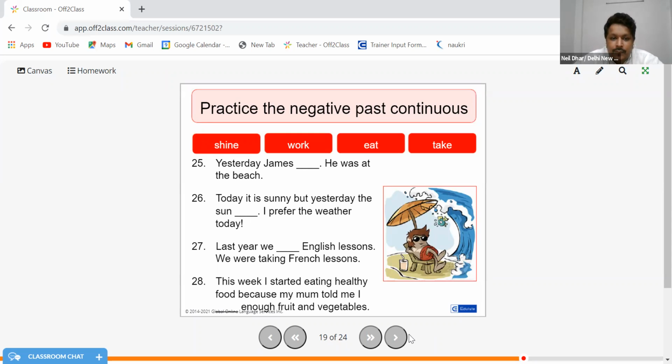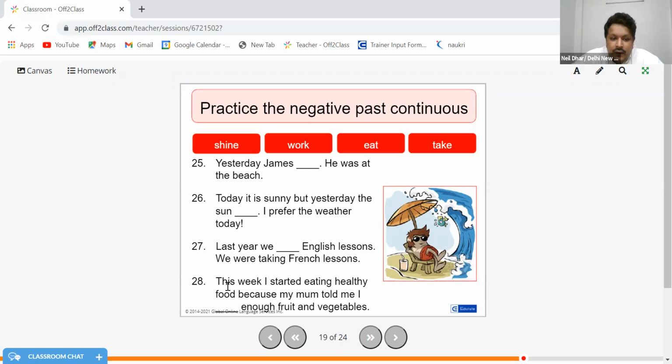Okay. Now, if I say today it is sunny, but yesterday the sun wasn't shining, I prefer the weather today. Now, if I say today it is sunny, but yesterday the sun was shining, I prefer the weather today. Grammatically, the sentence is absolutely correct, but logically doesn't make sense. If yesterday was sunny and today is sunny, why would you prefer it today? You'd only prefer it today because yesterday the sun wasn't shining, and today it is shining.